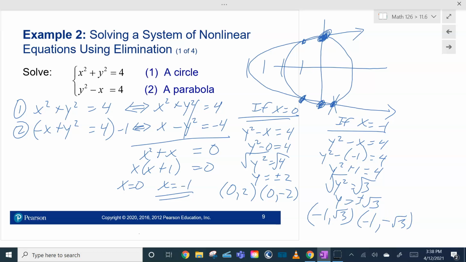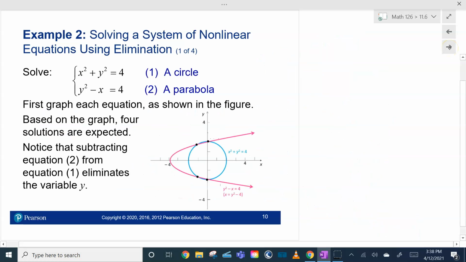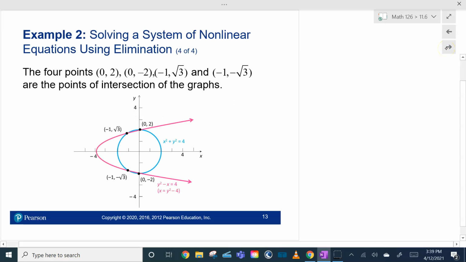Again, make sure that they satisfy the circle as well, because I've plugged in that x being negative 1 into the parabola. And you'll see that, sure enough, all 4 of those satisfy both equations. There's your negative 1, root 3, there's your negative 1, negative root 3. Again, I didn't draw that very well. There's a little better picture of it: 0, 2, 0, negative 2, negative 1, root 3, negative 1, negative root 3. There they are labeled.